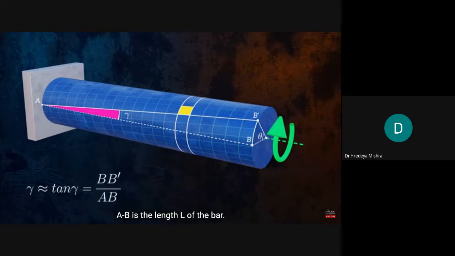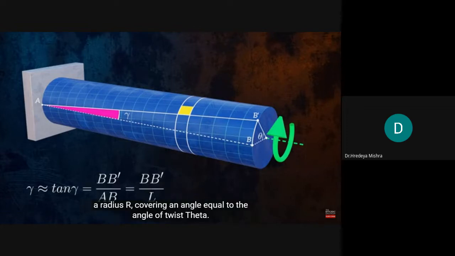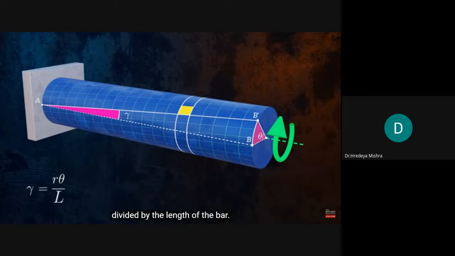AB is the length L of the bar. We can calculate the length BB prime by realizing that it is the arc length of a circle with a radius r, covering an angle equal to the angle of twist theta. So the shear strain is equal to the radius of the bar multiplied by the angle of twist divided by the length of the bar.